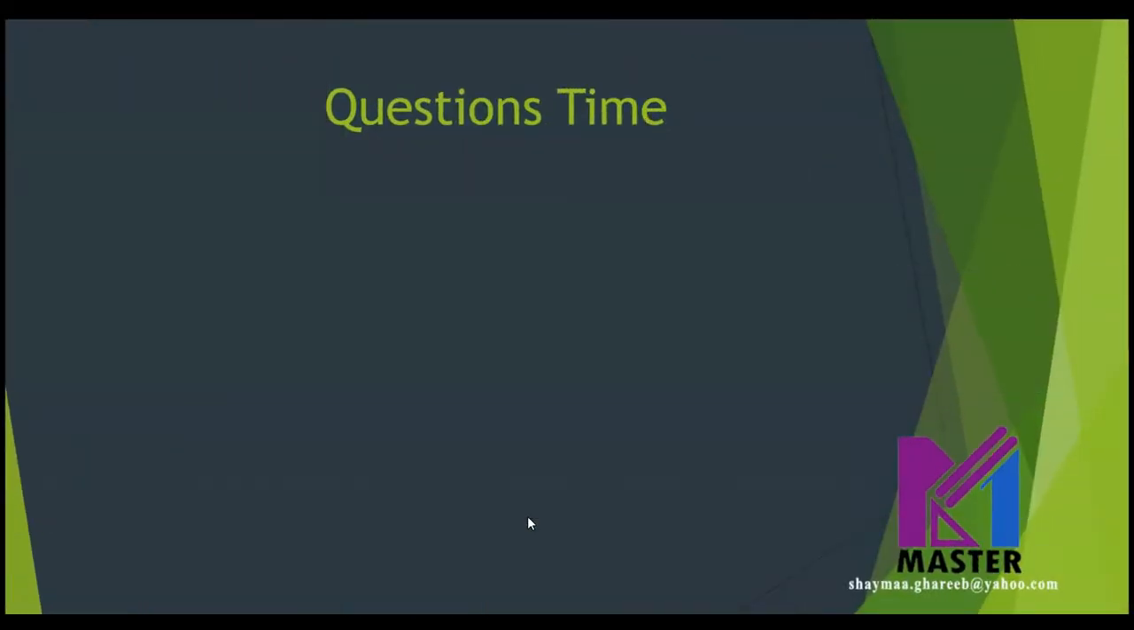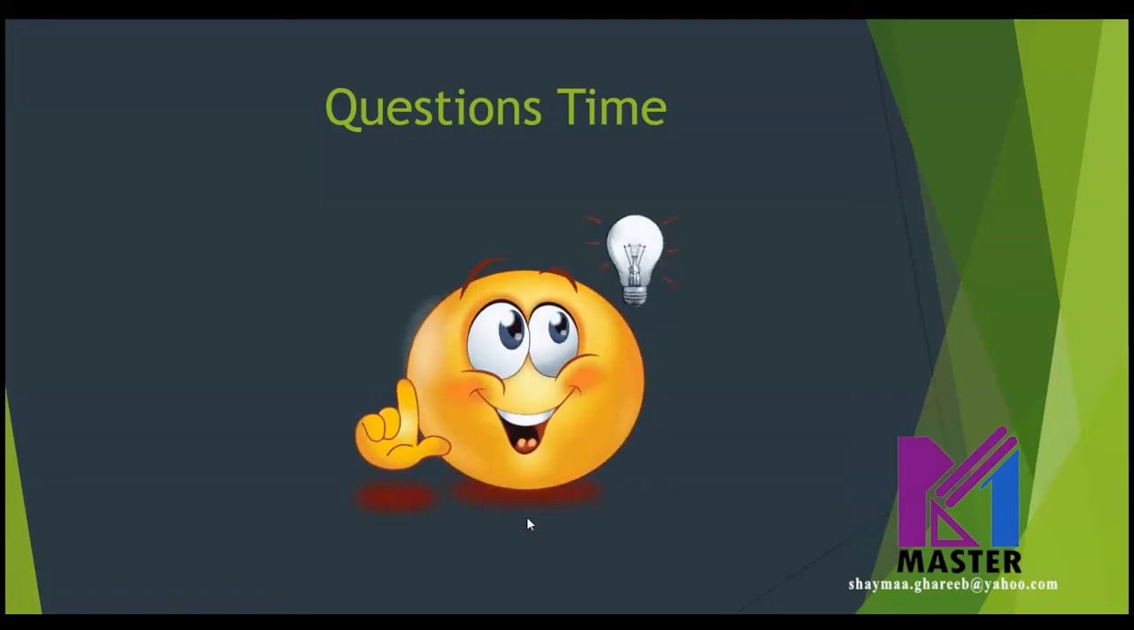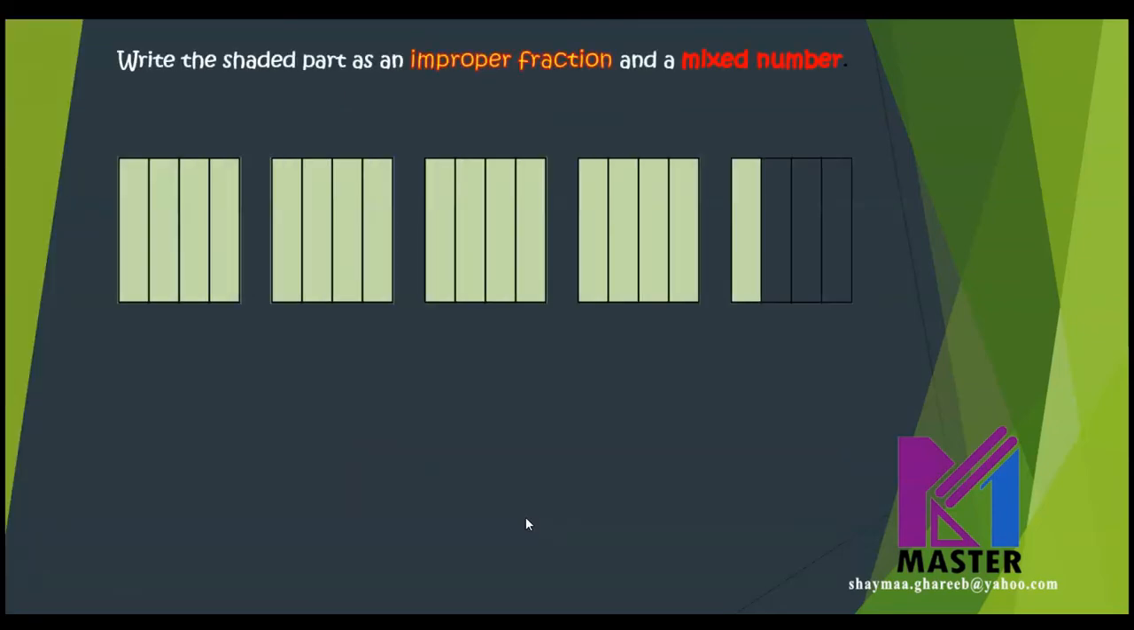Now it's our questions time. Are you ready? Let's start. Write the shaded part as an improper fraction and as a mixed number. First, I will count the whole numbers: 1, 2, 3, 4. So the whole number will be 4. And what about the shaded part? It's only 1 part out of 4 parts, so it will be 1 over 4. So the mixed number will be 4 and 1 over 4.